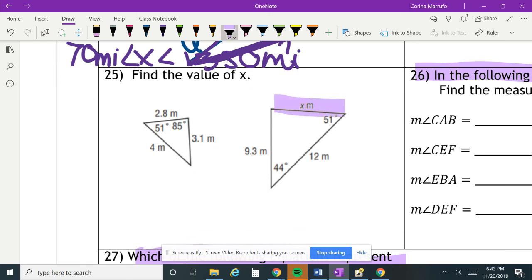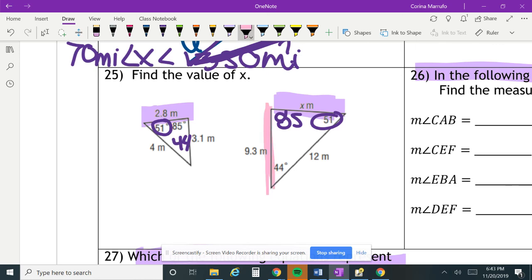Now they do give us angles, and I think they just give us the angles so that we know which ones match up. See how this one's 51 and this one's 51? We can find the third angle by subtracting them from 180. That makes this one 44 and this one 85. So that's just to give us an idea of which ones match up with which. So x, because it's the 85 and the 51 angle, that one's going to go with this side right here. Those two are directly proportional.